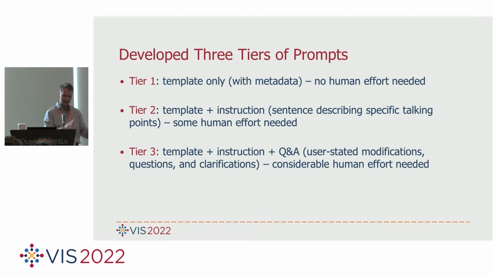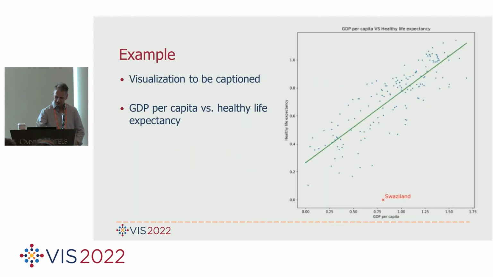We just analyze the scatter plots, we fill the template, done. And then tier 2 is the template and some instruction, a few sentences that describe the specific talking points that we'd like GPT to ramble about. Okay, there's a little bit of human effort needed. And then the third one is where we really engage in question and answering. We really do Q&A with GPT. We start to converse with the bot, right? So that takes more time.